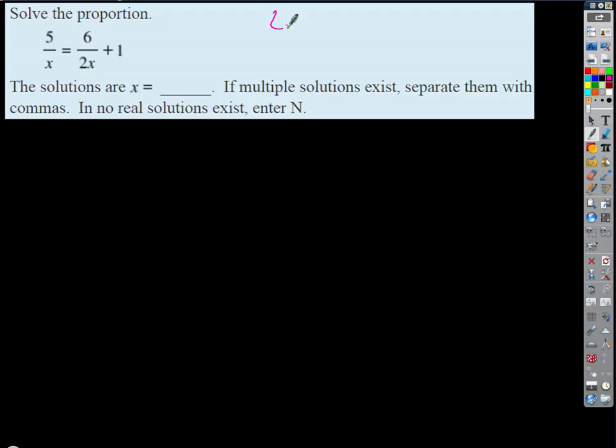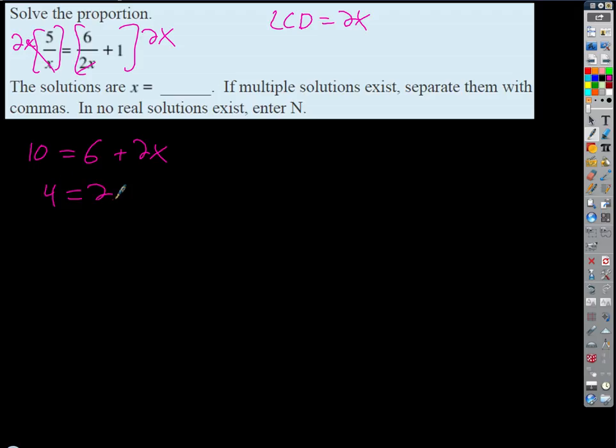So the LCD, you already told me, is 2x, so I'll just distribute a 2x through both sides. It makes it easy, right? So over here, the x's cancel, and I just get 10. If I distribute it through here, the 2x's cancel, right? And I just get a 6 plus 2x. Everybody agree? Yep. Okay. Subtract 6 from both sides. 4 equals 2x, so what's x? 2. Plug it in and check it, and it works.